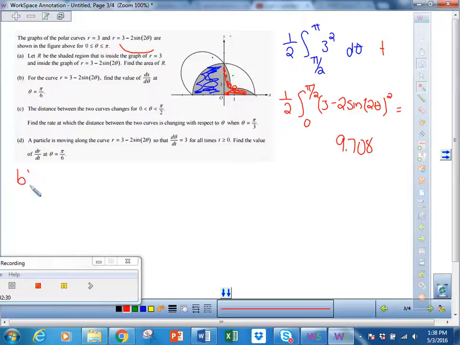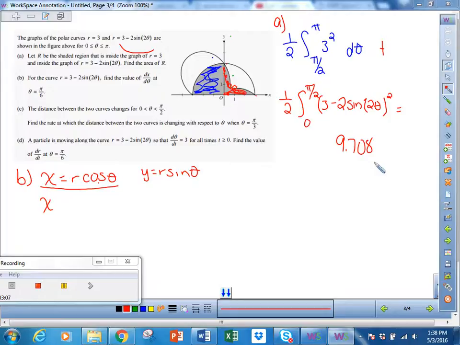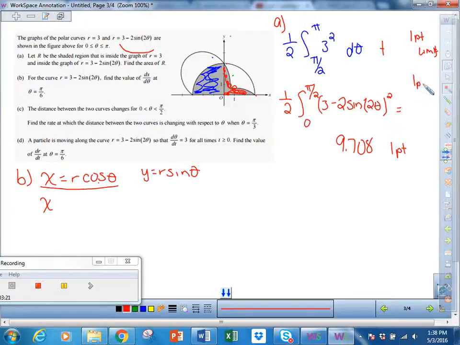Okay, so for B, what are we going to have to use? If you are given a polar question, somewhere in there you're probably going to have to use x equals r cosine theta or y equals r sine theta. In this case, we have to use x equals r cosine theta. So if you get a polar, I would write that at the top of the page. Oh, by the way, how much was this worth? 3 points. Where do you think the points come from? The limits and integrals. So 1 point for the limits and 1 point for the integral. So that's worth 3 points.